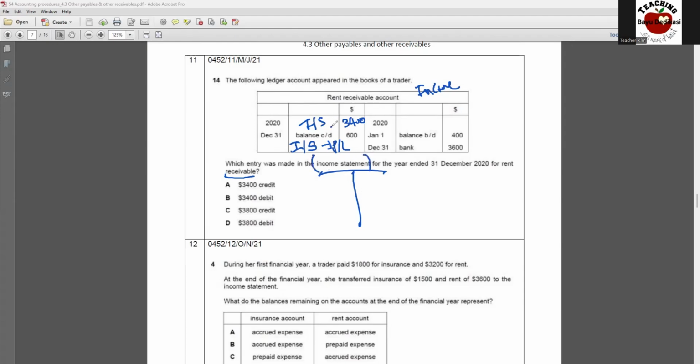So this side is debit, come to here will be credit. Income is in the credit side. So in the credit side, the amount should be 3,004. Take the total credit minus the debit.